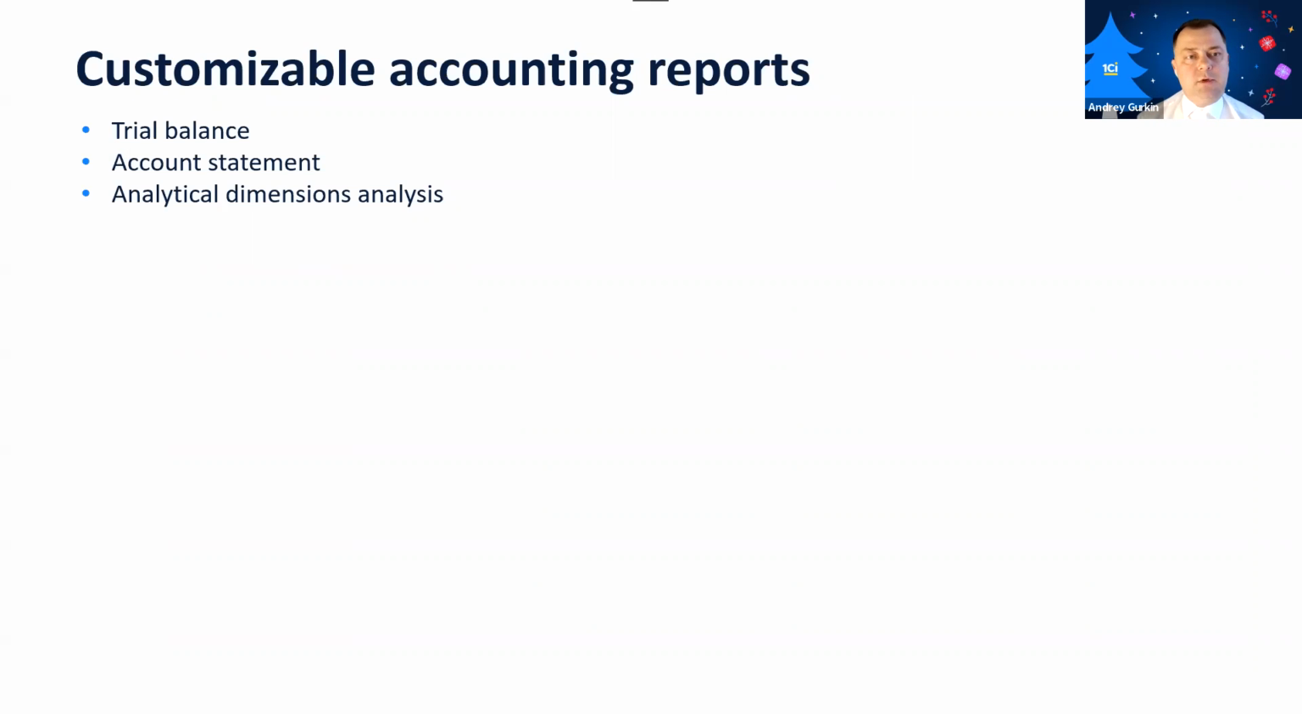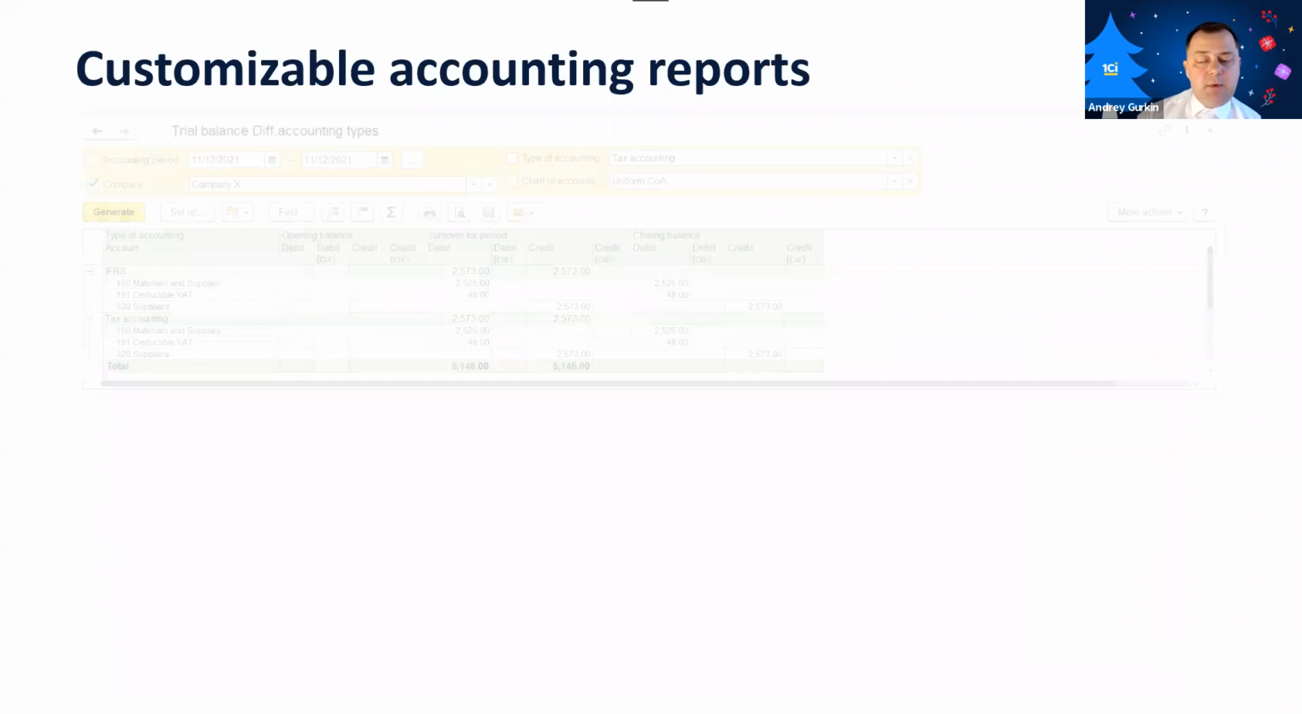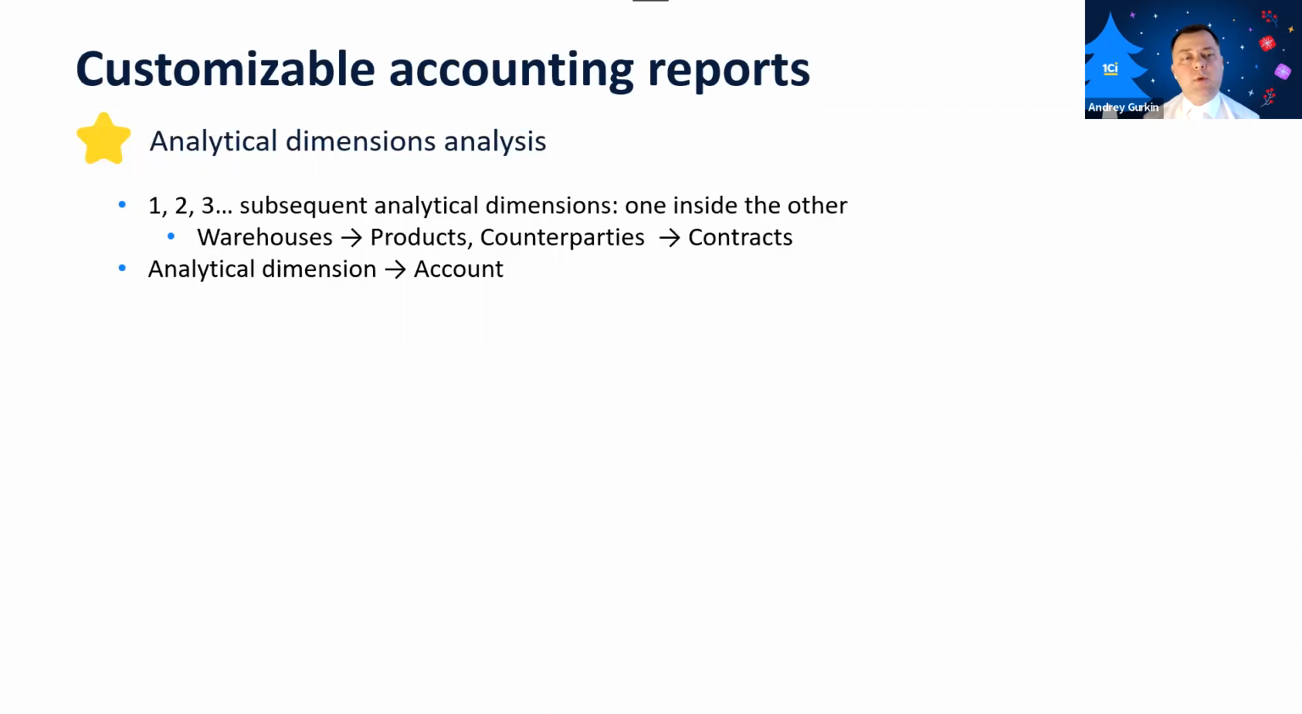Regarding the accounting reports, you have seen the first two reports, I think: trial balance and account statement. But now you can add groups, for example, for the types of accounting. Here you can see an example where we see our balances and turnovers for two types of accounting, and another example where we drill down by clicking this cell, and after that we can analyze the existing account statement, but with different analytics. Here on the first level we can see the main warehouse, and in the second group we can see products.